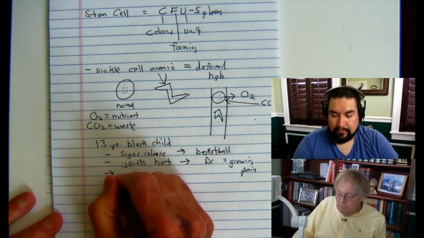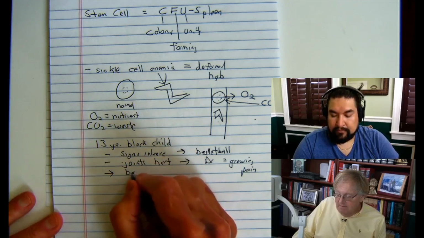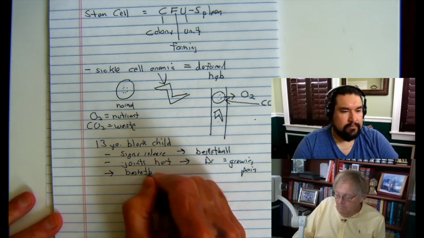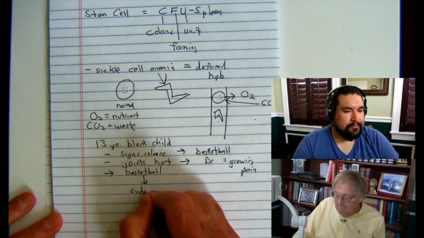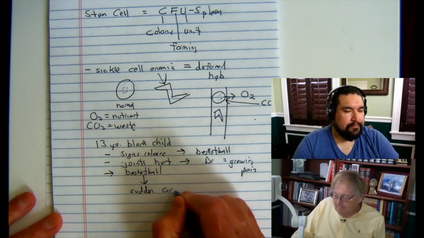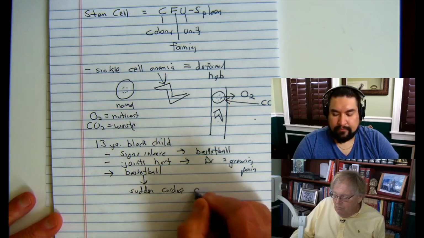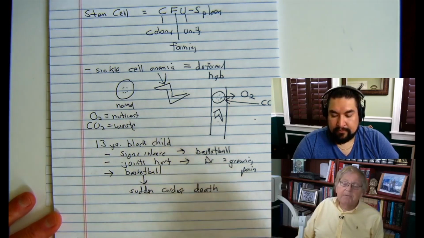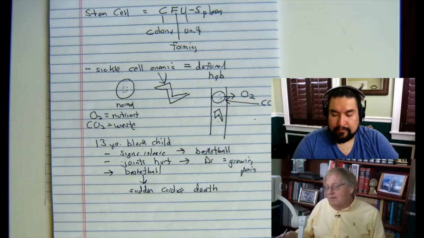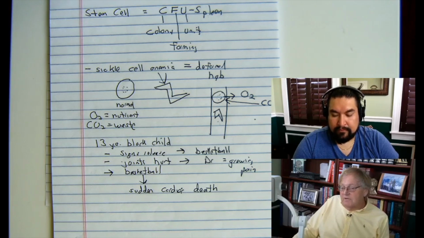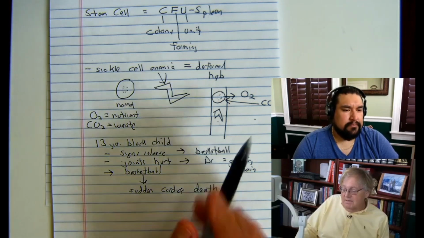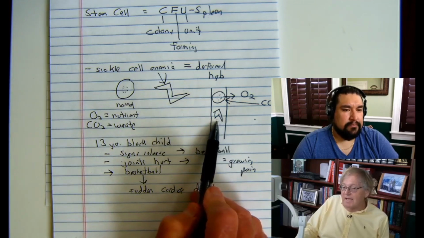So back to school, we're playing basketball again, and he has a sudden cardiac death. And the question is, what happened to him? Well, what happened to him is no one tried to put the pieces together and think that the reason this 13-year-old boy was actually having joint pains was because he had sickle cell anemia and he was not exchanging gases properly.